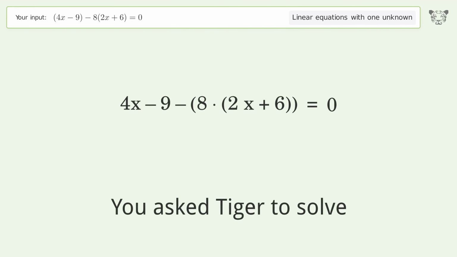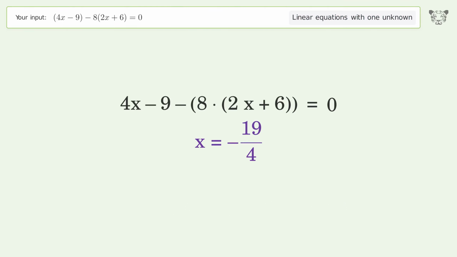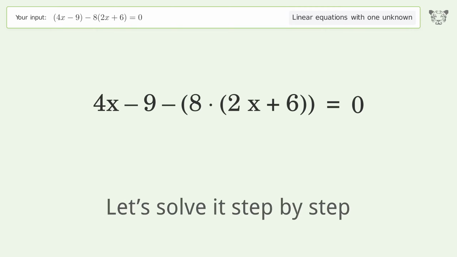You ask Tiger to solve. This deals with linear equations with one unknown. The final result is x equals -19/4. Let's solve it step by step.